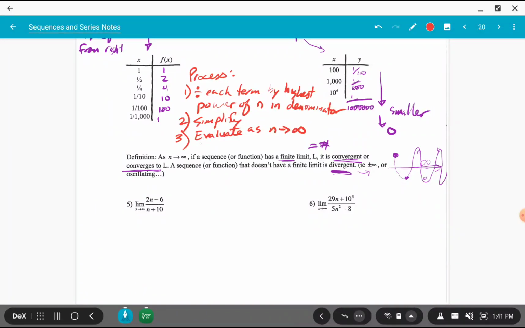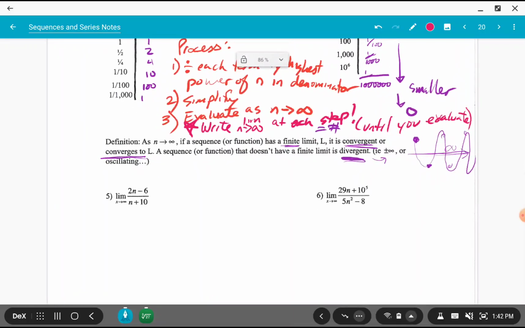Okay, now one thing you want to remember, I'll put this in red to make this important. You've got to remember that you need to write the limit as n is going to infinity every single time at each step, until you evaluate it. Okay? So keep that in mind as we do these problems. Let's take a look at number 5 and do that 3-step process.